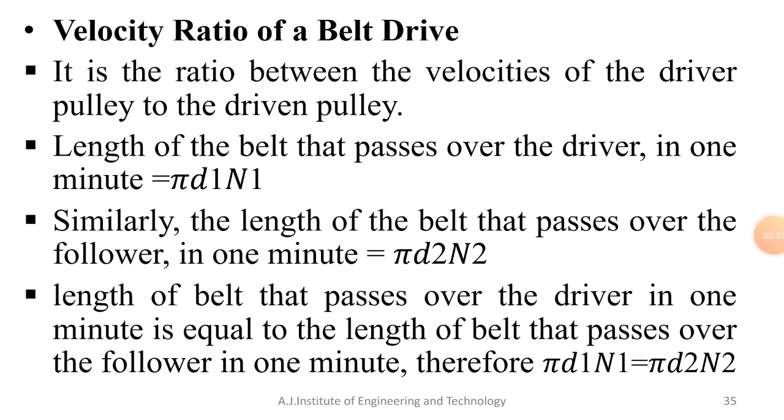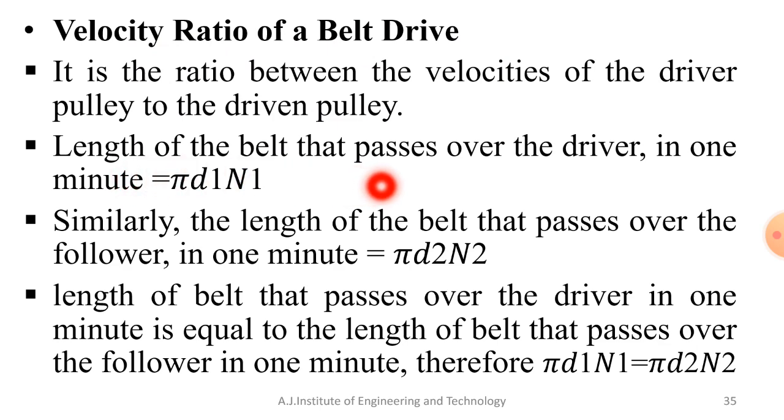Now coming to the velocity ratio, which is one of the important topics in belt drive. What do you mean by velocity ratio? Velocity ratio is nothing but the ratio between the velocities of the driver pulley and the driven pulley. Usually the driver is rotated at a higher speed than the driven. So what is the ratio of these speeds? That is n1 divided by n2. So the ratio of the speed of the driver pulley to the driven pulley is the velocity ratio.